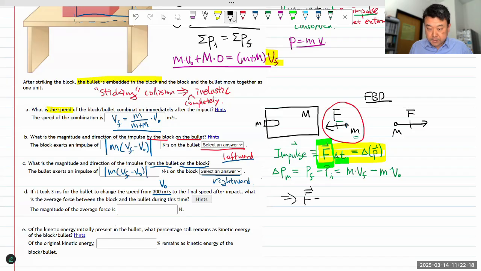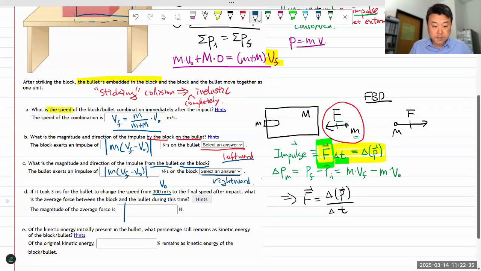So let me solve that for force. The force is change of momentum or the impulse divided by change of time. Since we will have the change of momentum from parts B and C, let me just write it that way. The magnitude of the average force is the absolute value of the change of momentum from B and C above divided by the duration of time that the question here gave us. And I'll make sure I put in a positive value because the question is asking for magnitude.